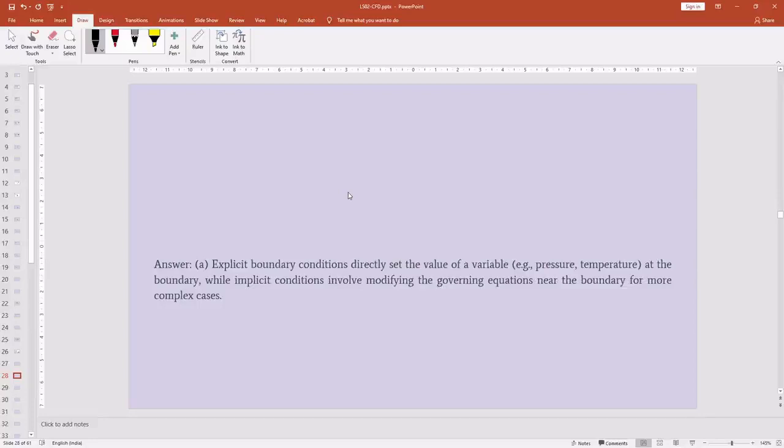So the answer is one, which is we are giving a particular value, or we are giving constant values to the boundary conditions. At the boundary, we are giving the values of pressure, temperature, anything, whatever is the parameter we are studying, we are giving some values there.